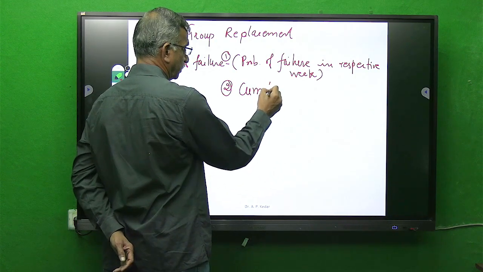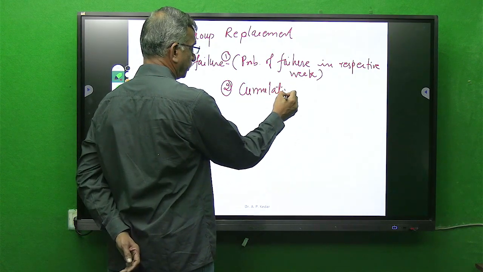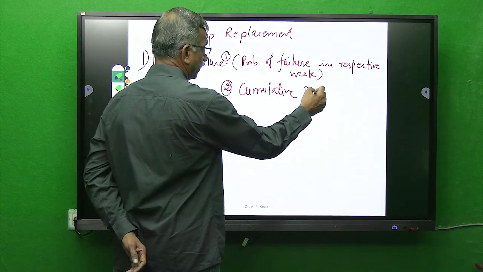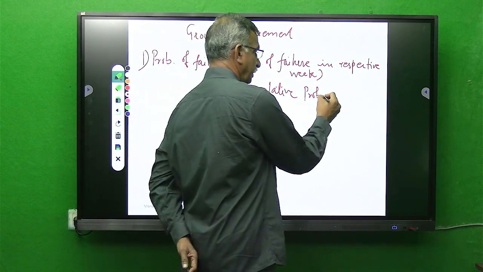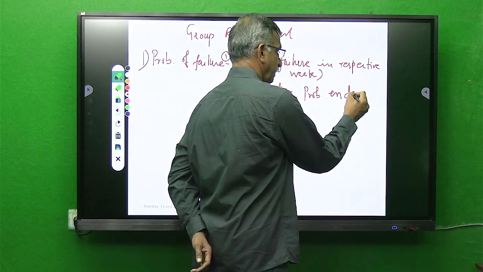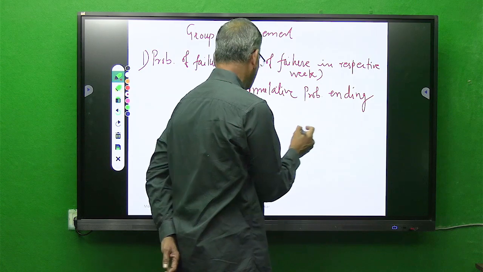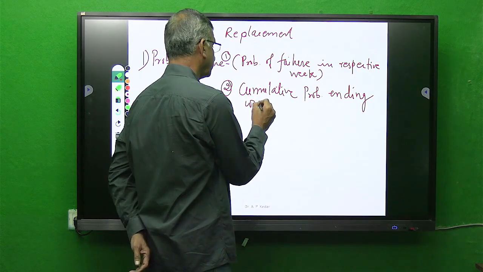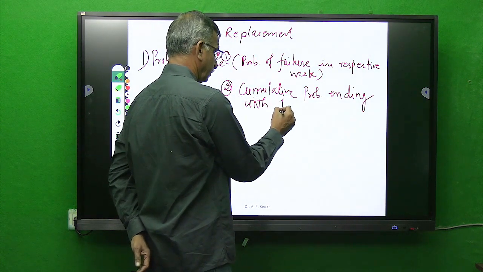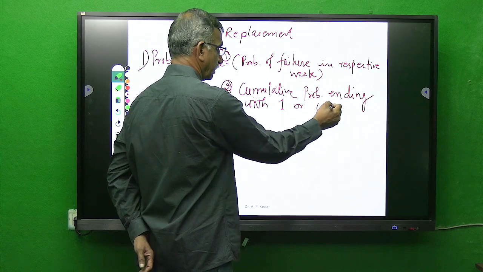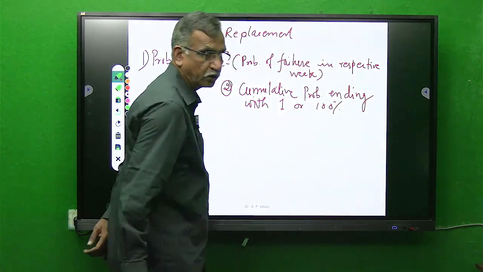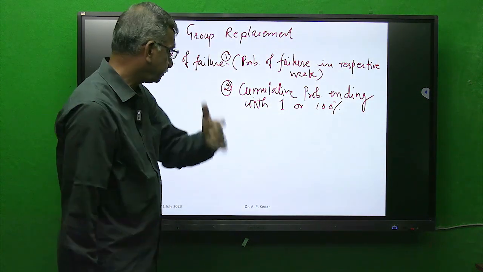Second, we have seen cumulative probability ending with 1, or in percent 100%. This is the second category we have seen.